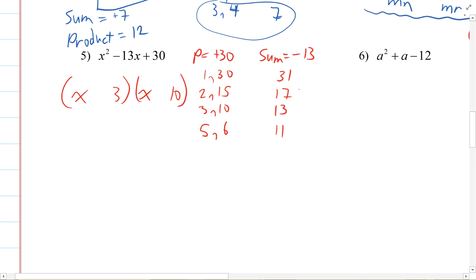What would multiply to 30 but give us negative 13? Well, it will work if they're both negatives. And you're right. So we have to double check at the end to make sure we get the proper sum. Okay? Any questions?